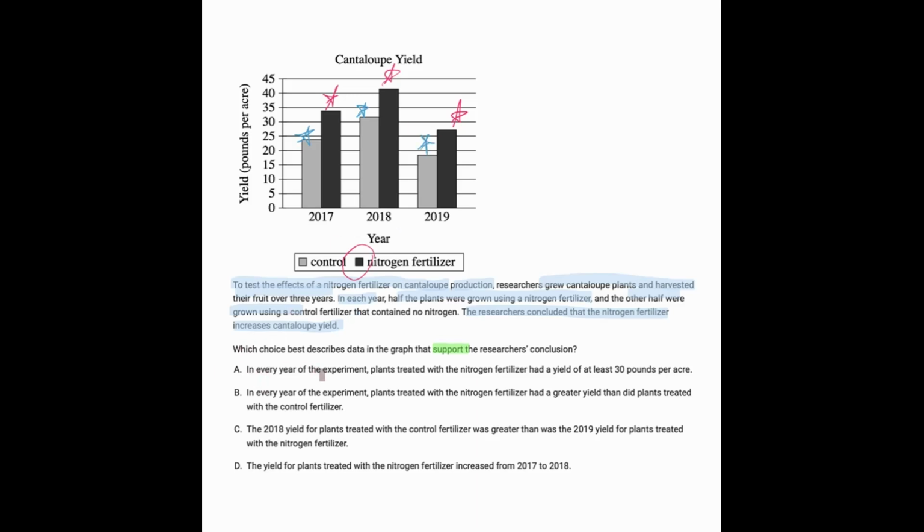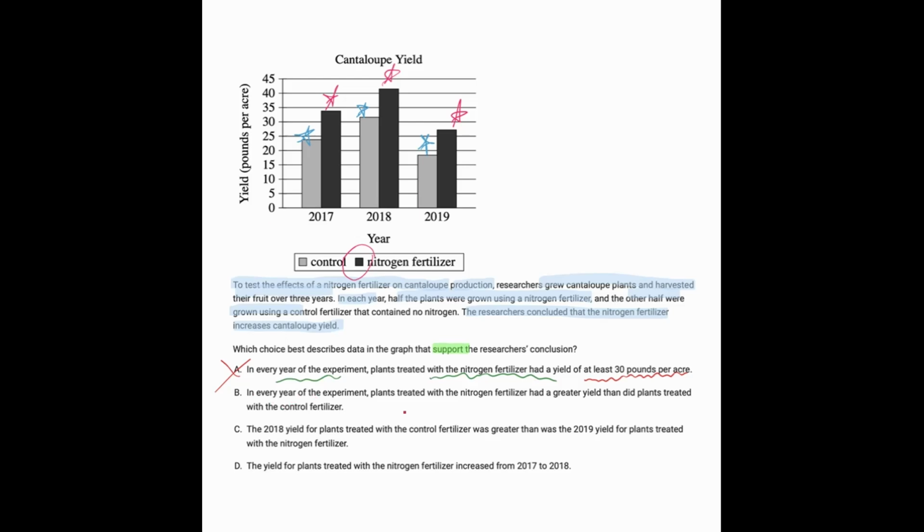A, in every year of the experiment, plants treated with the nitrogen fertilizer had a yield of at least 30. Well, that's actually not true for this one. In this situation, the yield was less than 30. So we can get rid of that one. Even though that one sounded really good in the beginning, read to the end, because someone might say, well, in every year, the nitrogen was better, and that would sound good. So you have to make sure to always read to the end.